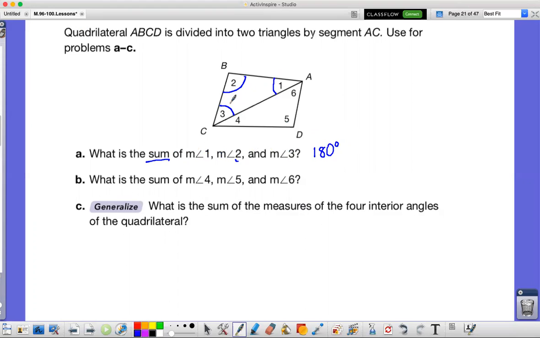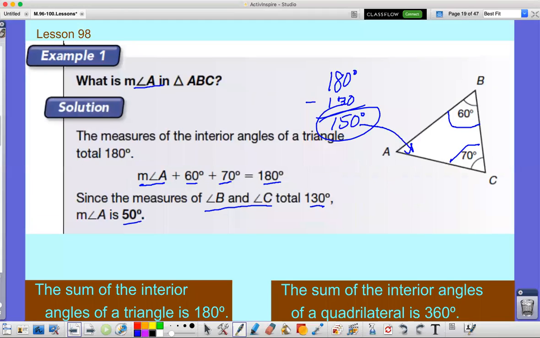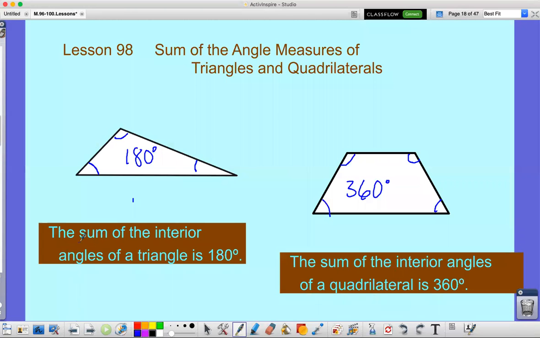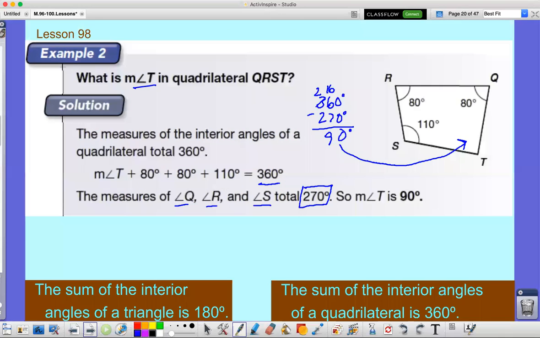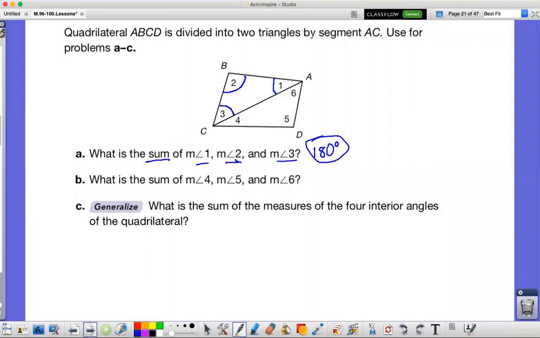How did I know that? There were no measures here. It doesn't tell me, well, this is 100 degrees, or it doesn't give me any information here. How did I know that the sum of those 3 angles equals 180 degrees? I knew that because I'm looking at this idea here. The sum of the interior angles of a triangle is 180 degrees. That's always true.